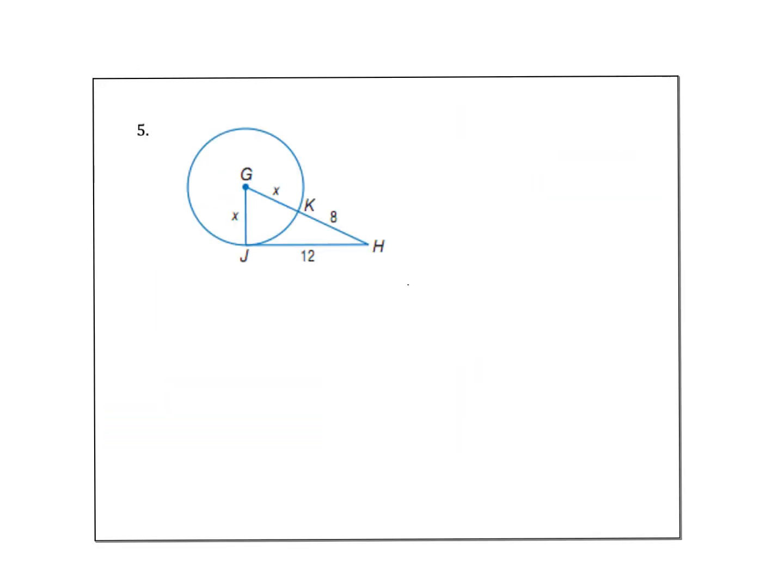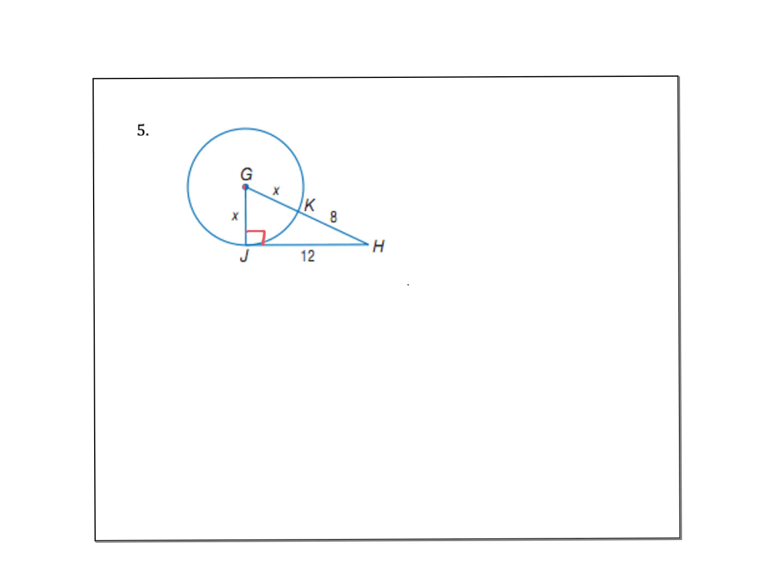In number 5, I believe your worksheet says, find the value of x, assume that segments that appear to be tangent are tangent. So they're saying go ahead and assume that this segment JH is tangent to the circle. What that tells us is this will be a 90-degree angle between GJ and HJ. So we can do the Pythagorean theorem.